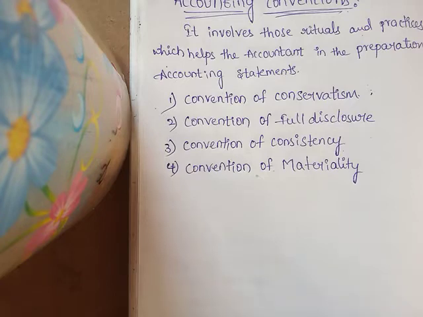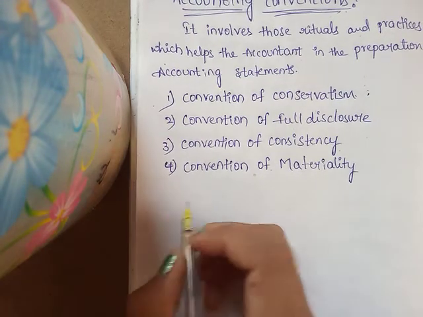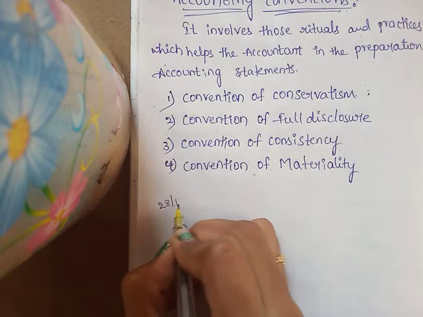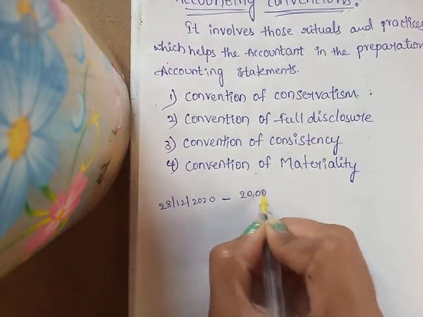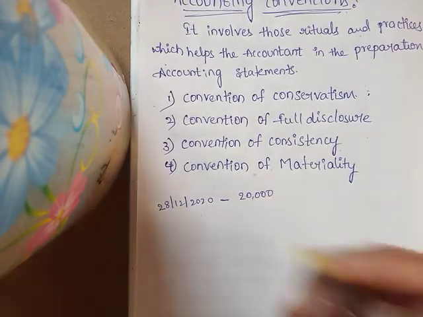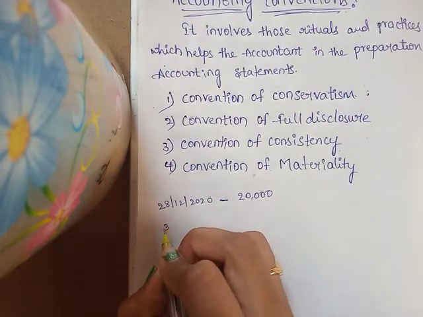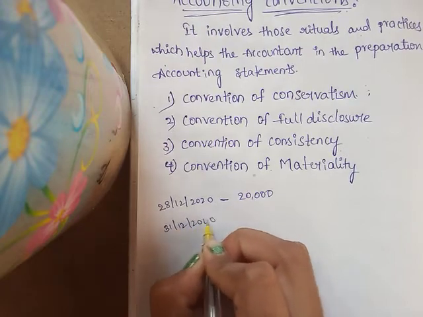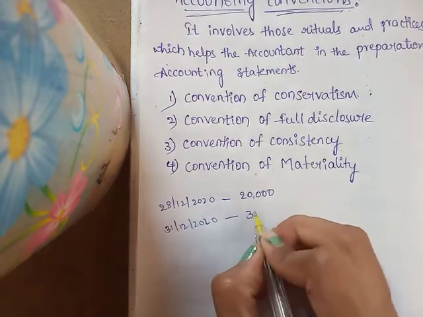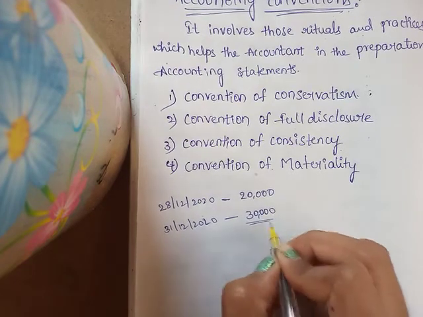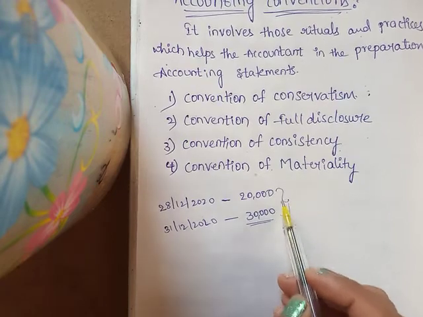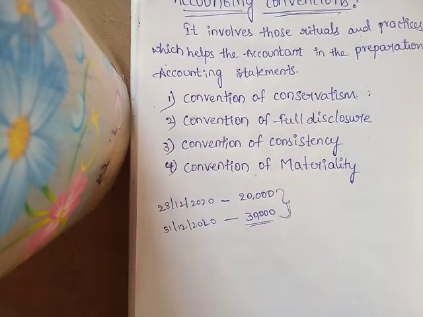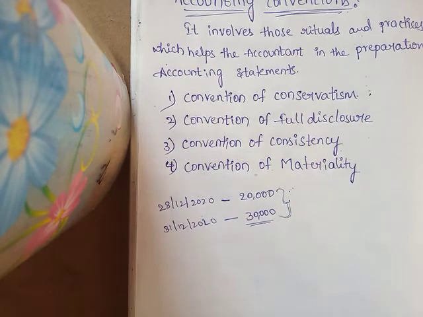Suppose inventory is valued at a lower price. For example, on this date you purchased inventory for 20,000 rupees, but after 2 or 3 days, on 31st December, the inventory's market price is 30,000. Whichever cost is lower, you have to record that in the books of accounts. So that is the concept of conservatism.